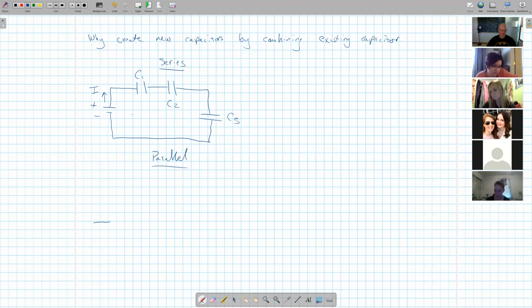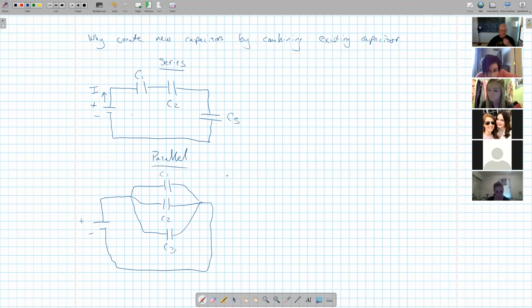As opposed to parallel, where again, here's my battery, say positive terminal, negative terminal. So here, what can happen is I can actually branch off. So I can have C1 here, C2 here, and then C3, say, down here. And then all these are connected back to the battery. Okay. This is called parallel.